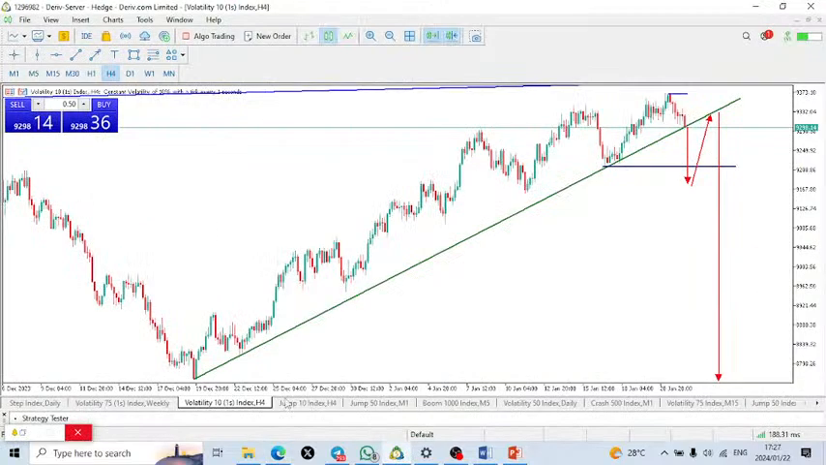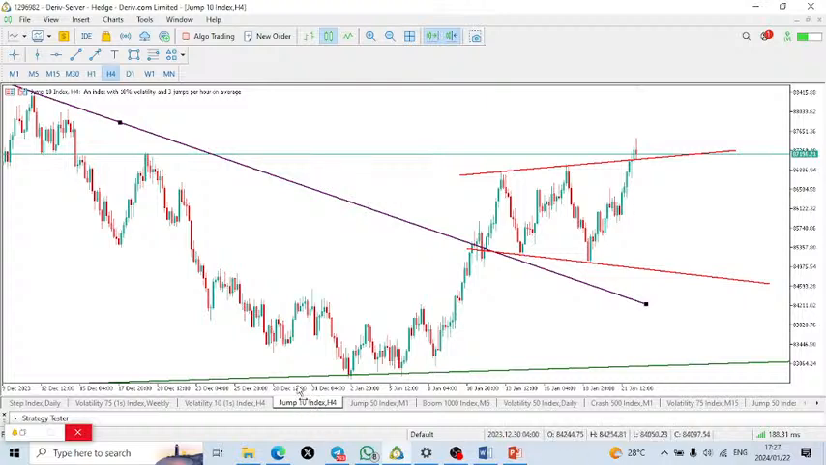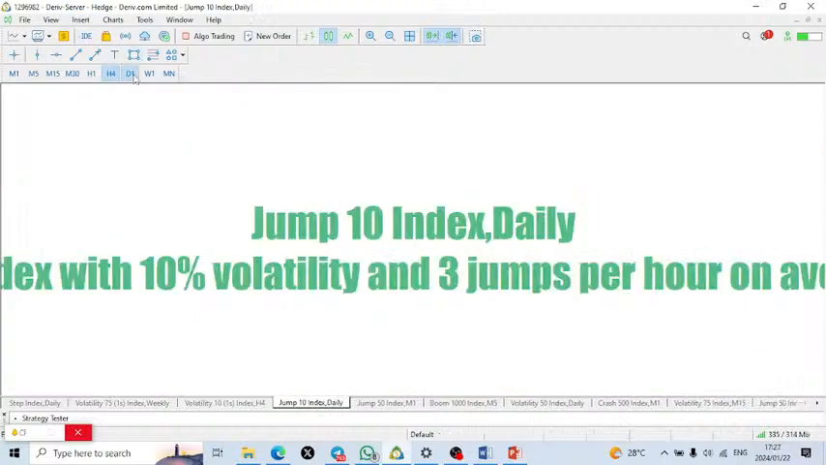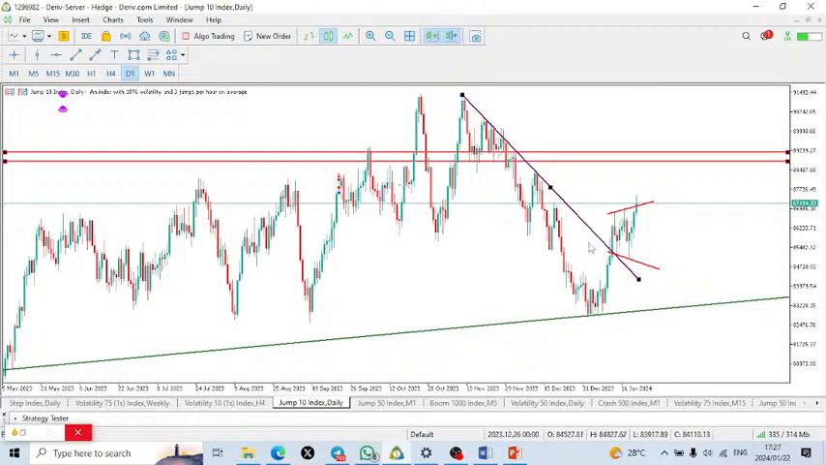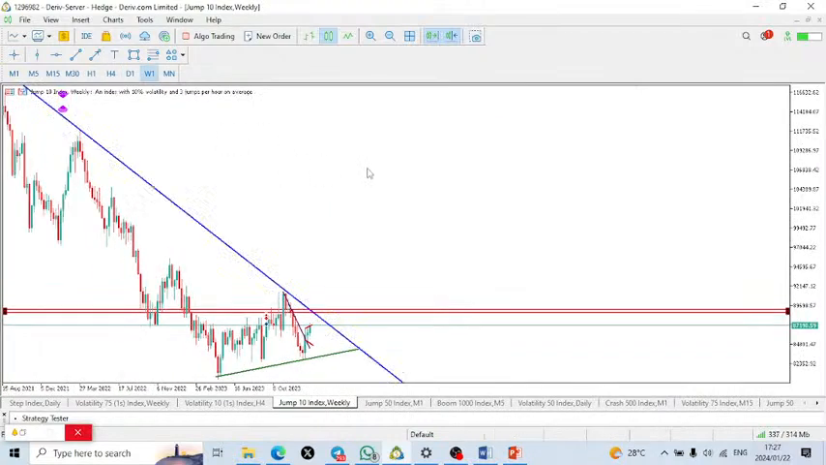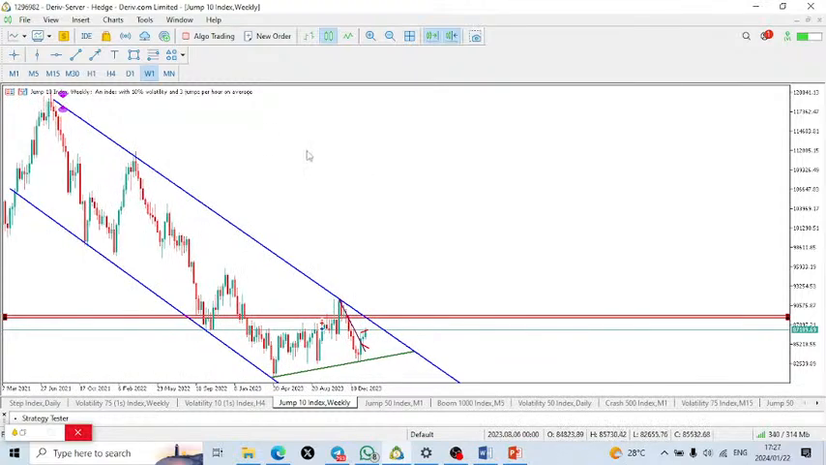Okay, let's just continue. We're now talking about this, and I said this is the setup that I'm waiting for in Volatility 10S. Then if we come to Jump 10, what can we see? On the weekly, we can also see price is moving within a channel. Price is moving within a channel.